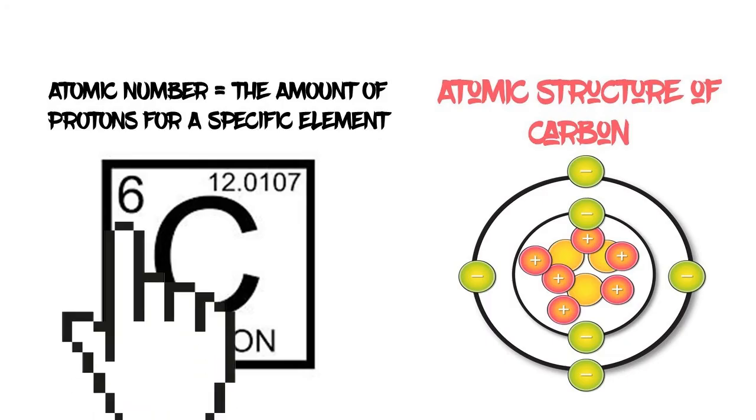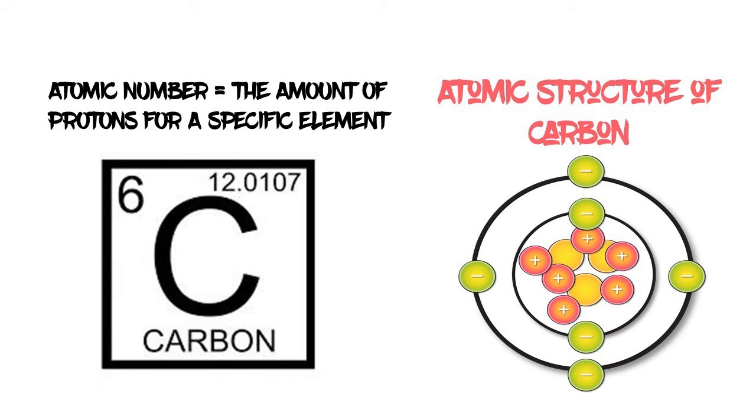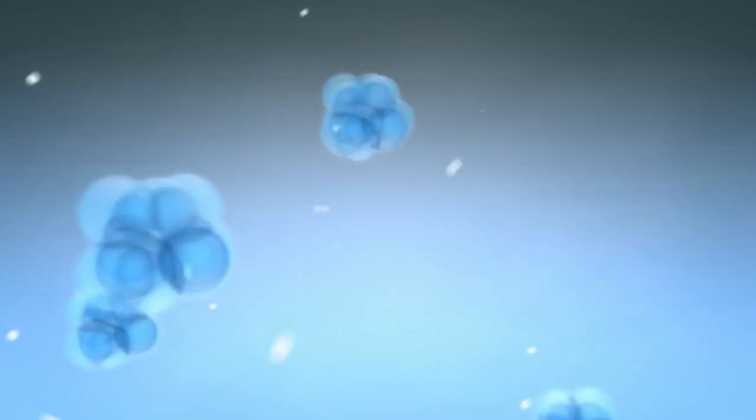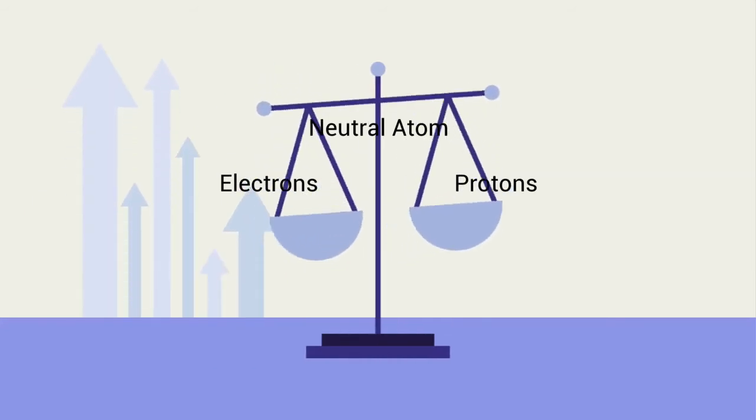The number of protons is also known as the atomic number. Remember, if the atom is neutral, the atomic number also represents the number of electrons.